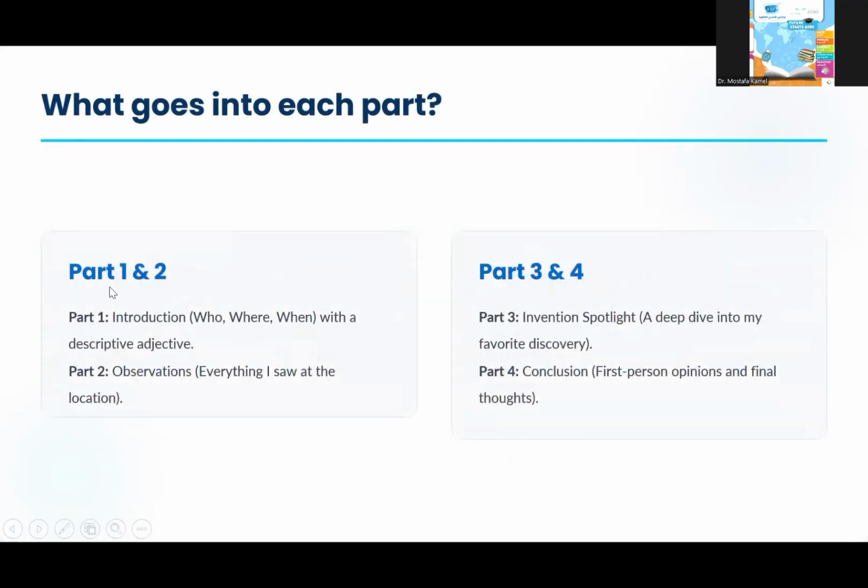As you can see here, part 1 and 2. Part 1 includes the introduction: who, where, when, with a descriptive adjective. And part 2 contains observations, everything I saw at the location. Whilst part 3 and 4, part 3 includes an invention spotlight, a deep dive into my favorite discovery. And part 4 includes the conclusion. I need to use first person opinions and final thoughts.